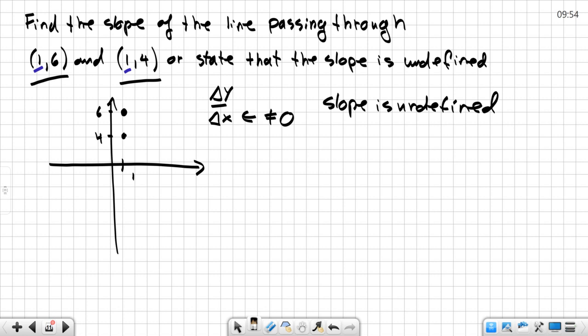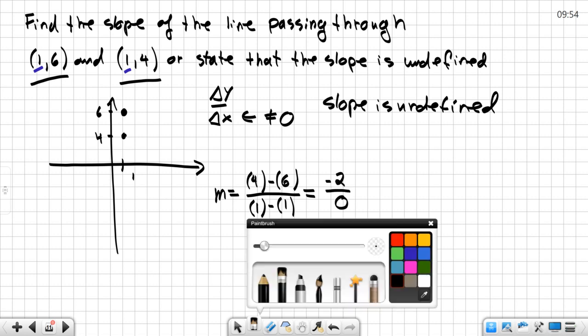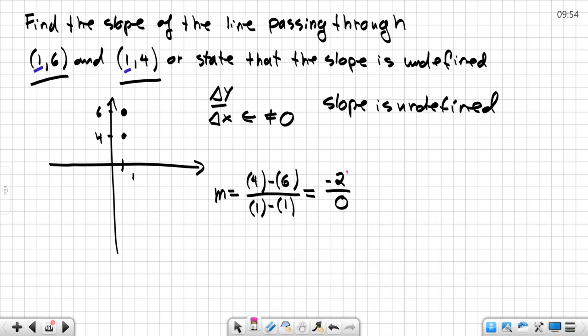If I would have used my formula, m is equal to 4 minus 6 divided by 1 minus 1, I will get 4 minus 6 is -2 divided by 1 minus 1 is 0. No, this can't happen. We cannot divide by 0.